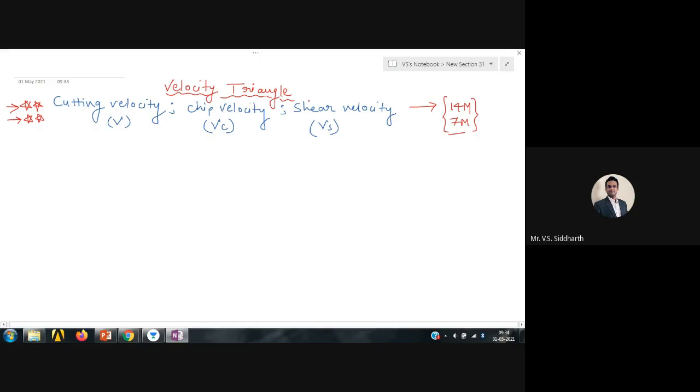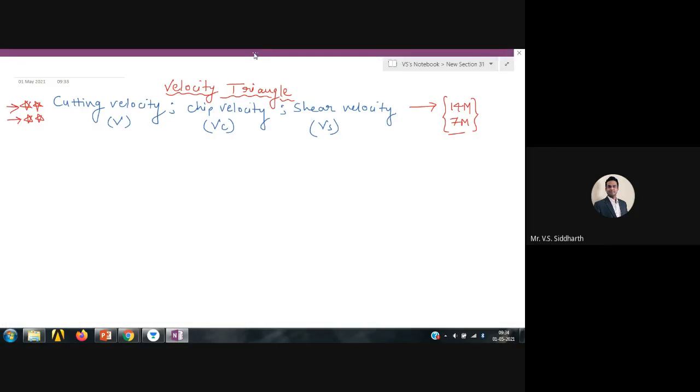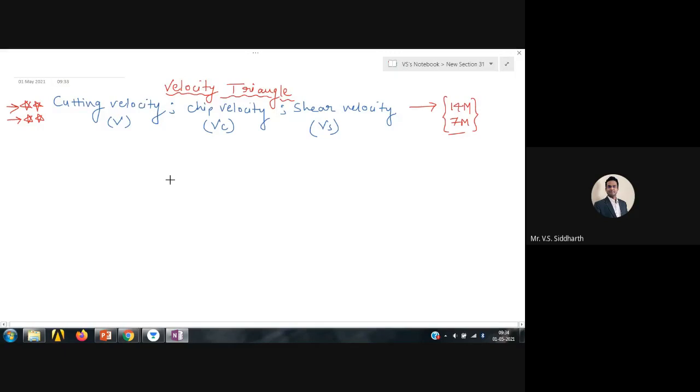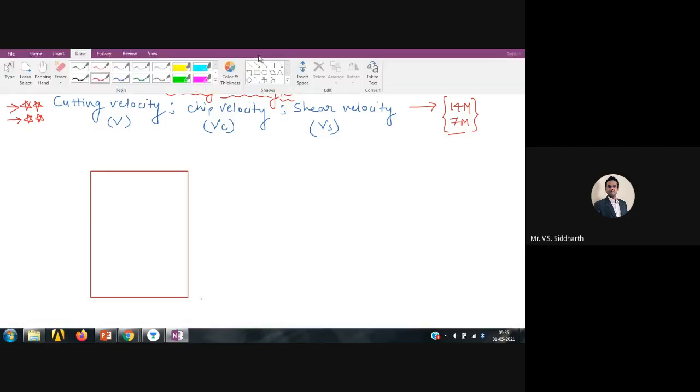How many of you are from Vizag? From Vizag city, how many of you are there? Meanwhile, I'm drawing the diagram. Tell me how many of you are from Vizag? Hemant. Only Hemant? You are also from Vizag. It's raining today. At my location, it's raining heavily.